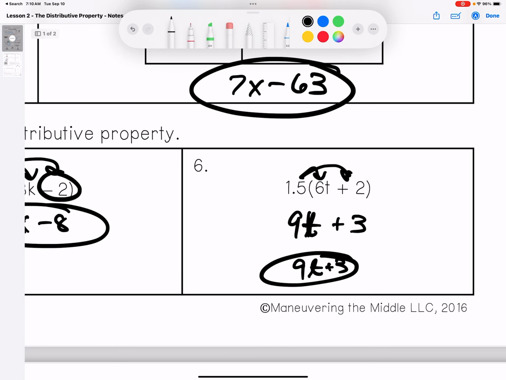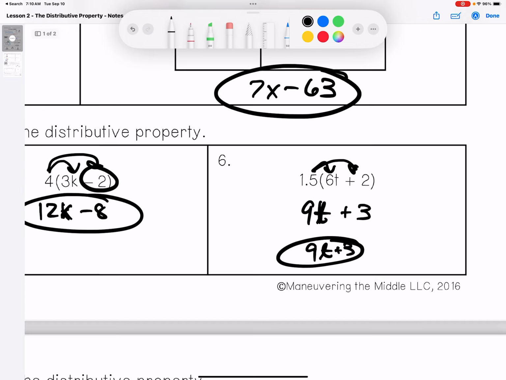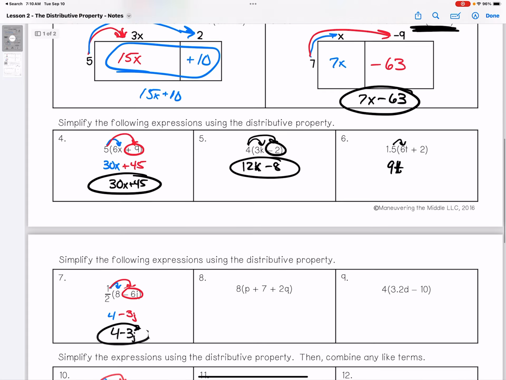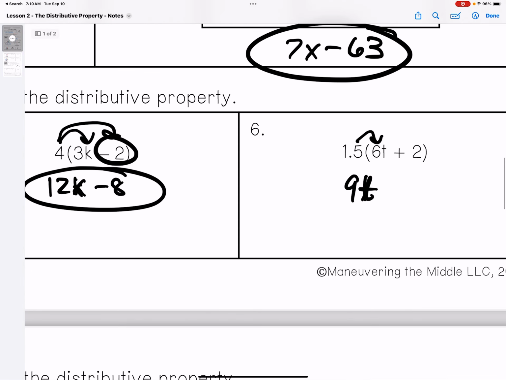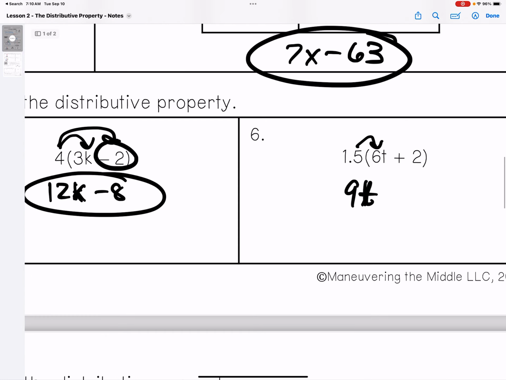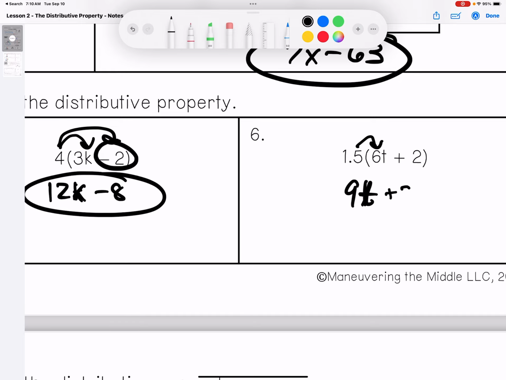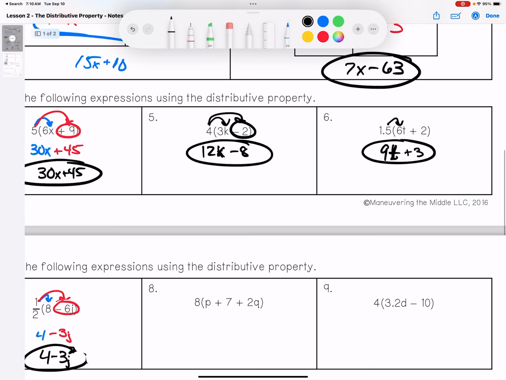So when you multiply 1.5 times 6t, you keep the variable, okay? Odd. Did that all go away? Yes, it did. No, it didn't. Some of it did. 9t plus 3. Here we go. All right.